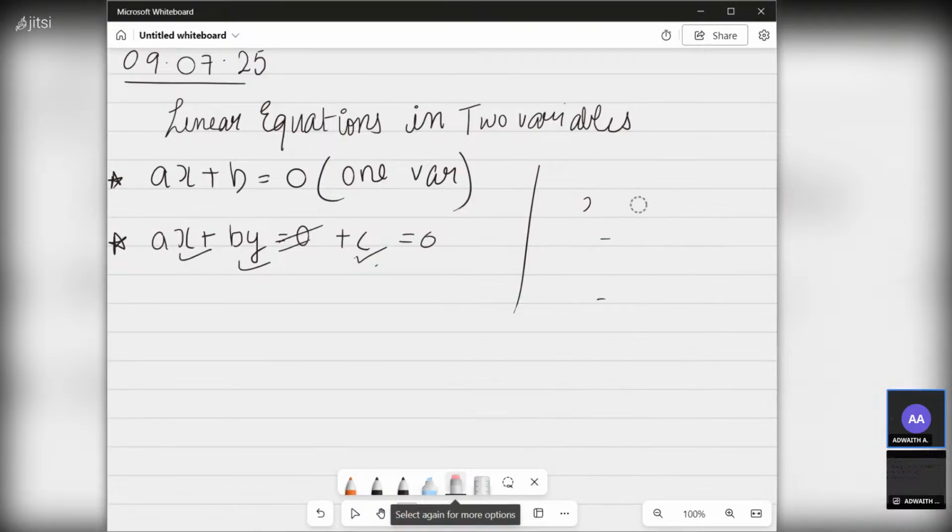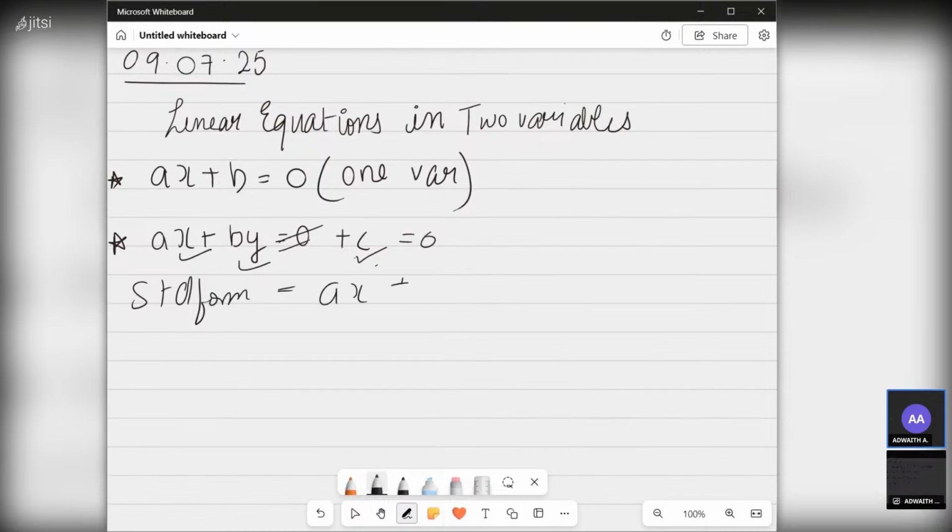Right, now we will do some examples. I'll first write the standard form: ax plus by plus c. Without LHS and RHS, we won't get it as an equation or a solution.